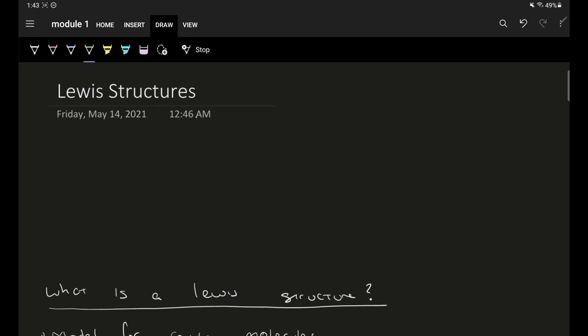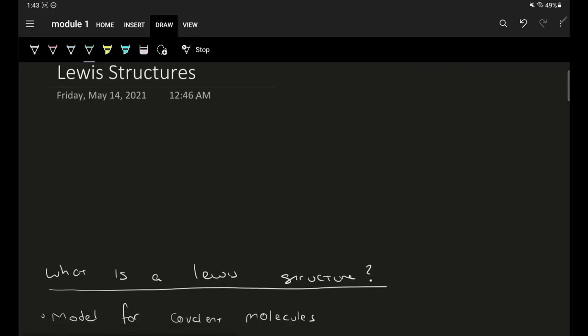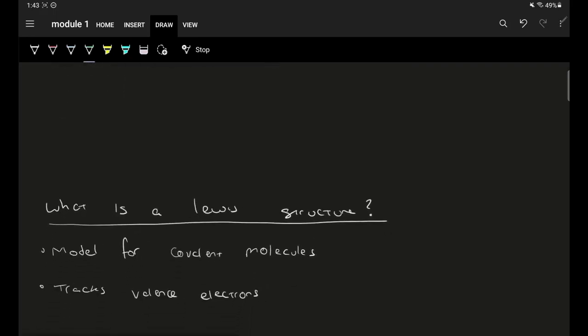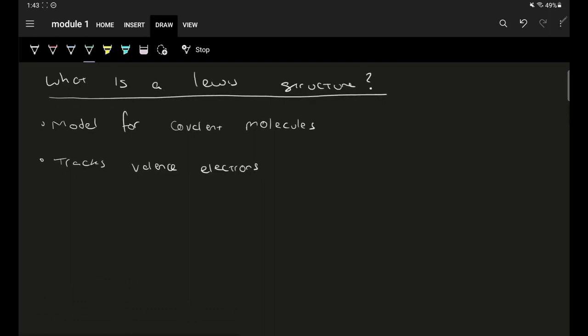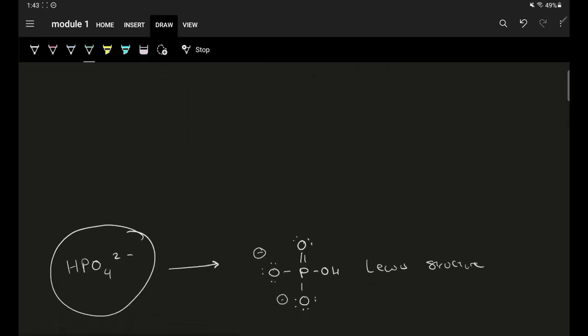First of all, what is a Lewis structure? Well, a Lewis structure is the simplest representation of a covalent molecule. It's very convenient though because it helps us keep track of the number of valence electrons and can be used later for more sophisticated visualizations. So how do we go from this formula to a 2D structure?